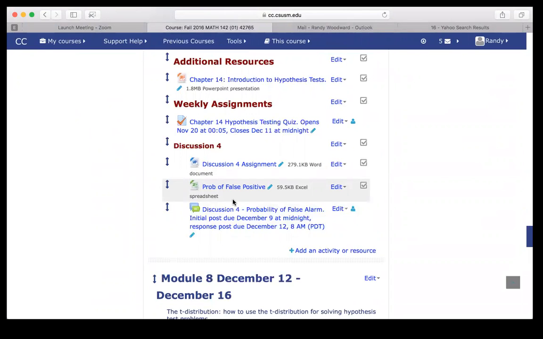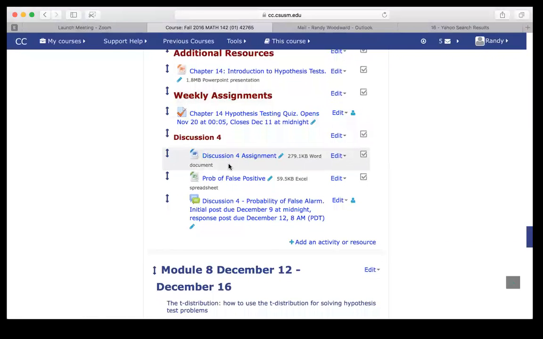So here's what I would like to have done: all of chapter 14. That's not changing any. So chapter 14 isn't changing. Everything about module 7 is going to remain the same, good to go.